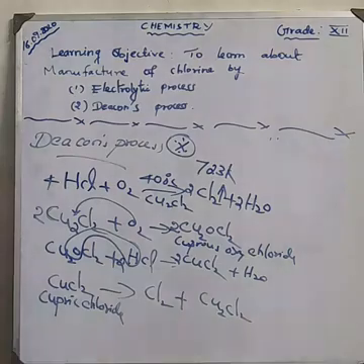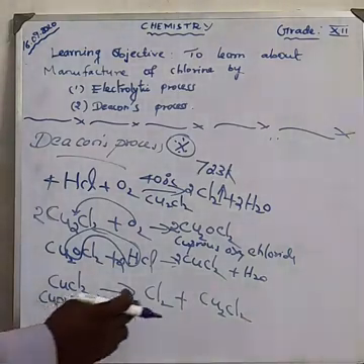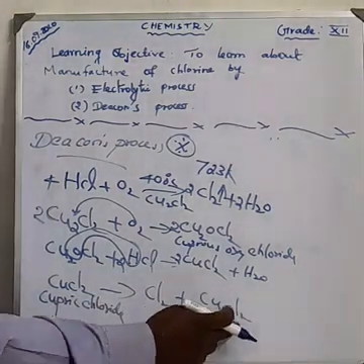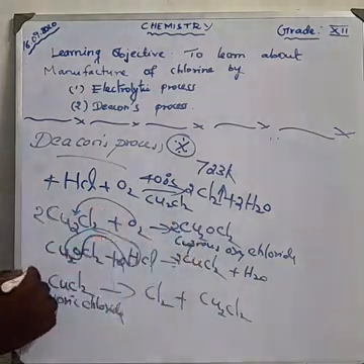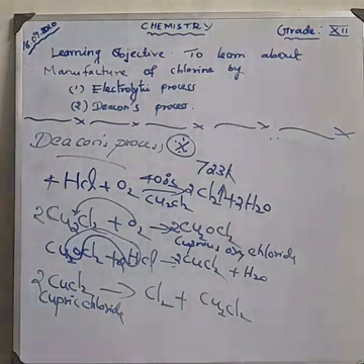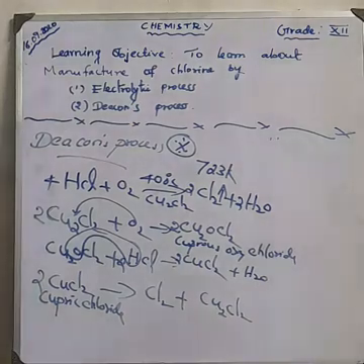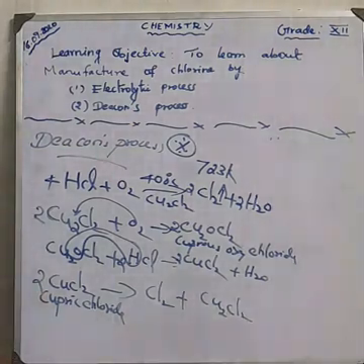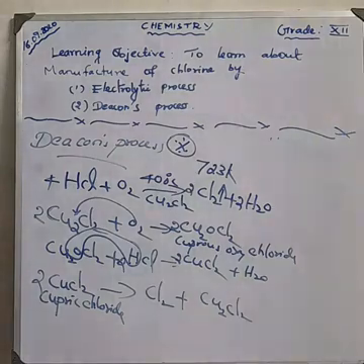Cu2Cl2. Then how can you balance the equation? Here 2 chlorine atoms are there, and 2 2s are 4. Make it 2 here. Now the equation is balanced. This is the preparation of chlorine, which is employed for the manufacture of bleaching powder.